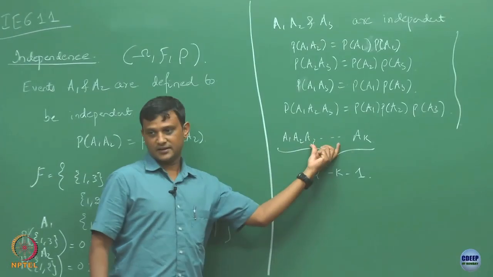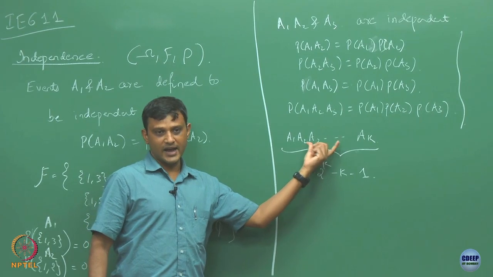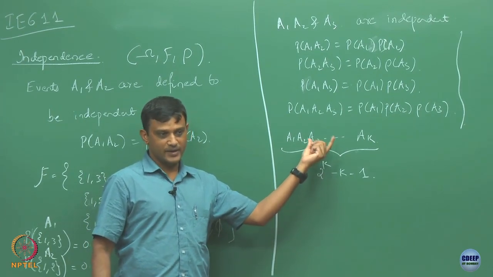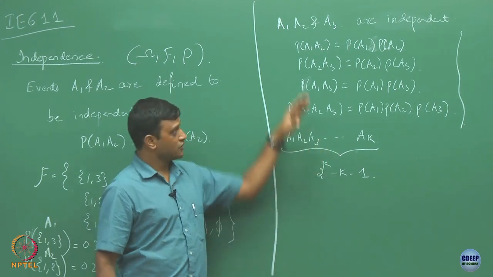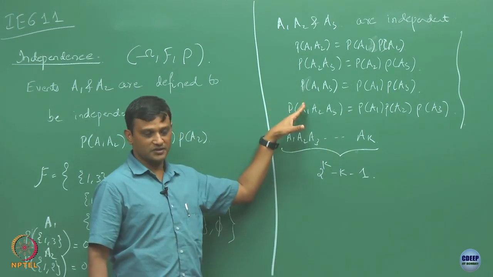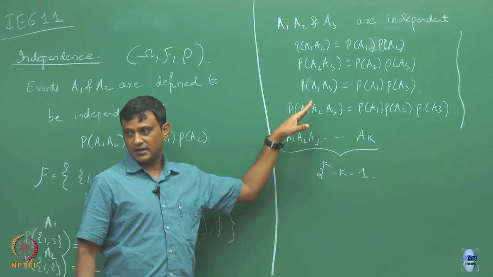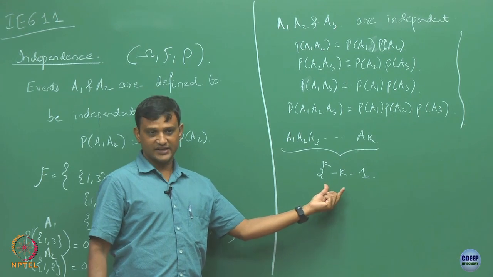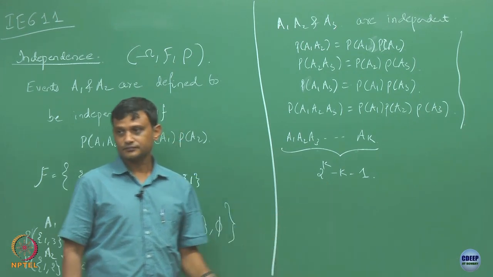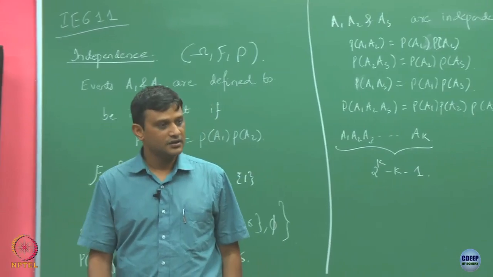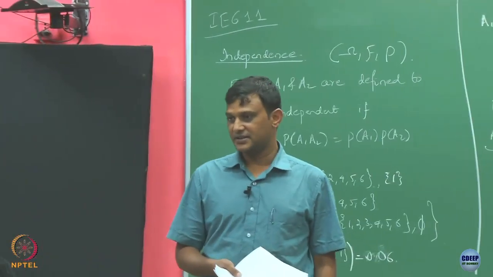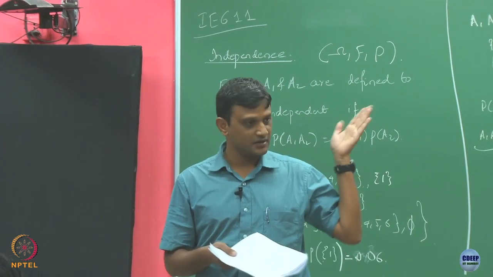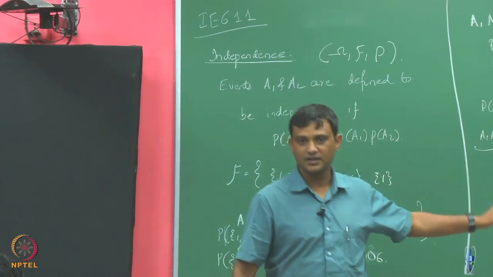Are the individual singleton sets? Yes, there are k singleton sets, and if you have to check independence of these many events, you are going to do such a thing for all possible subsets, and the actual number of subsets you need to check is this many. So you will be ending up checking these many conditions. As you see, checking for independence of k sets already requires a large number of conditions. It is growing exponentially, like 2 to the power k.